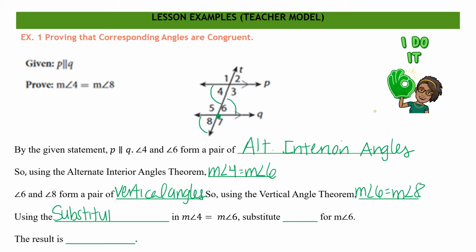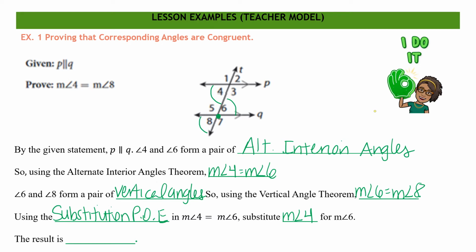Now, using the substitution property of equality, I can say that the measure of angle 4 equals the measure of angle 6, and then I can substitute the measure of angle 4 for the measure of angle 6. Because these two angles are equal to each other, I can replace one for the other.